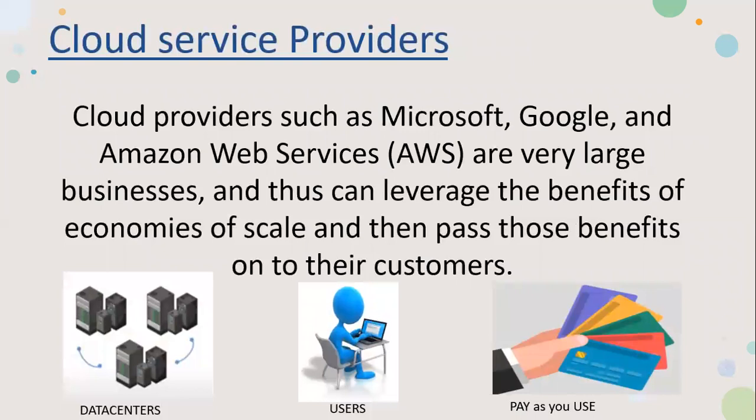So some cloud service providers are, for example, Microsoft, Google, Amazon Web Services. These are some large businesses, and there are other cloud service providers as well. What they do is they leverage the benefits of economies of scale and then pass those benefits to their customers. So this is how these cloud service providers provide the services to the users, and the users have to pay as per their usage. Based on the use, they have to pay. That is the one major benefit.